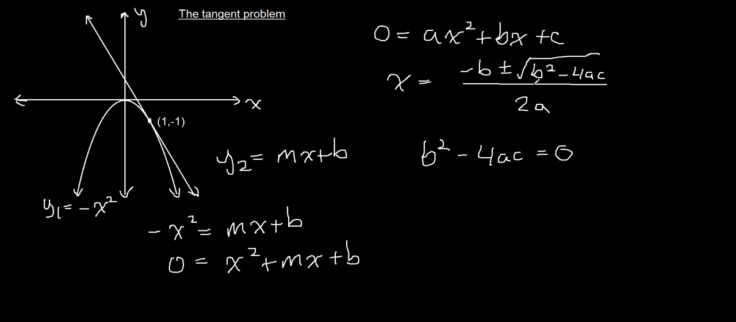So what's your b value? Ax squared plus bx plus c. The term in front of your x in this case is m. So you have m squared minus 4 times a. Your a value is in front of x squared, so 4 times 1 times c. c is just b in this case. So we can rearrange this: m squared equals 4b. And you already get a relation, m squared equals 4b.